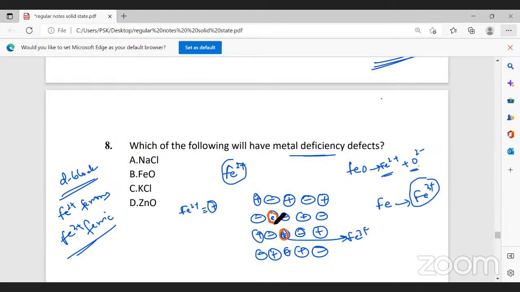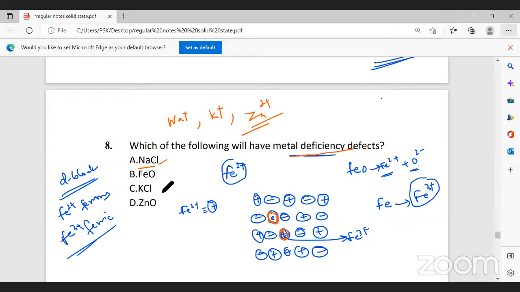Now the metal ion is lesser compared to anions. O2- is more compared to Fe2+. Those kind of defects are called metal deficiency defect. Now why is this? Because iron can show variable oxidation state. Sodium can show only one oxidation state, +1. Potassium can show only +1. Zinc can show only a +2 oxidation state.